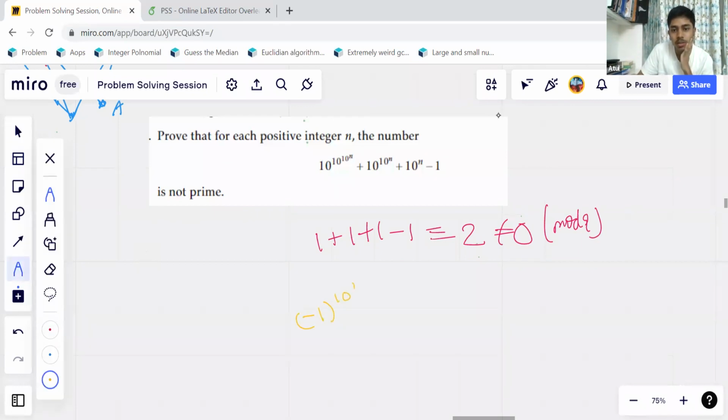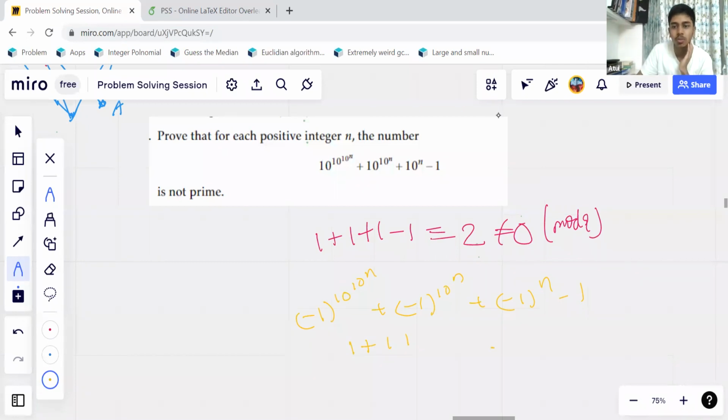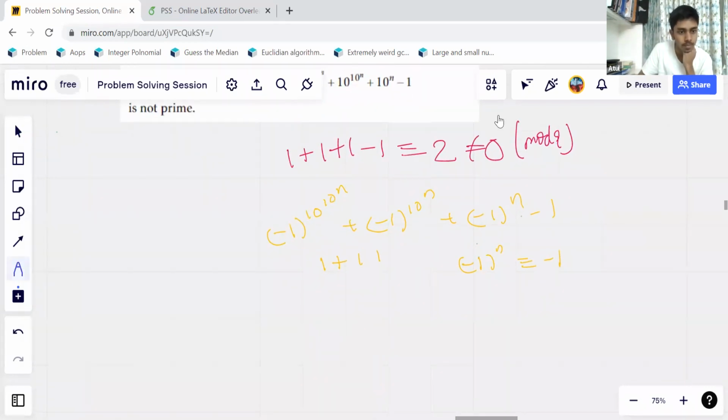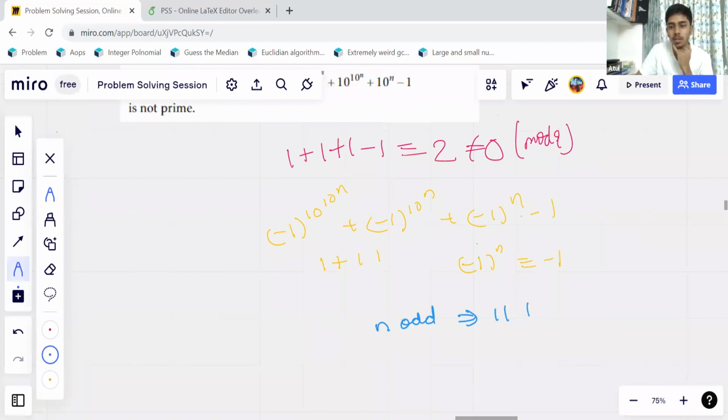It becomes minus 1 to the 10 to the n, plus minus 1 to the 10 to the n, plus minus 1 to the n. Anything minus 1 to the power 10 is just 1, right? So these are 1. So you just want minus 1 to the n to be minus 1. So if n is odd, then 11 divides it.